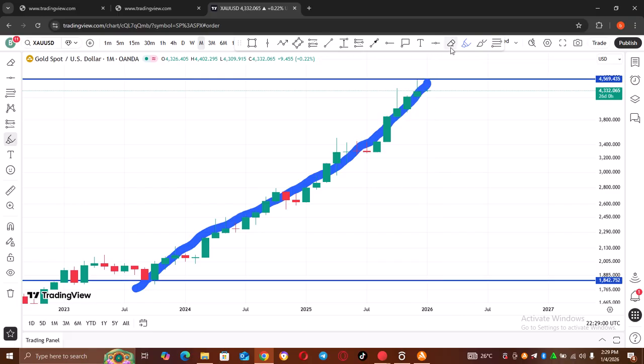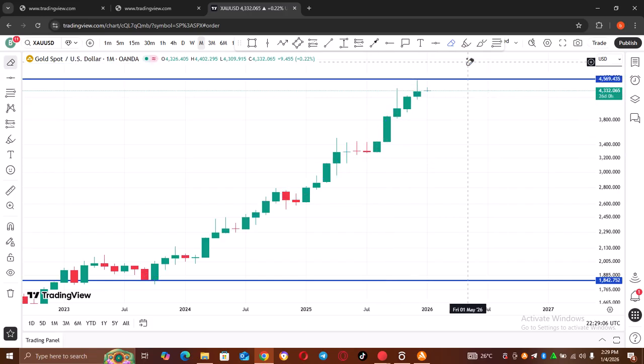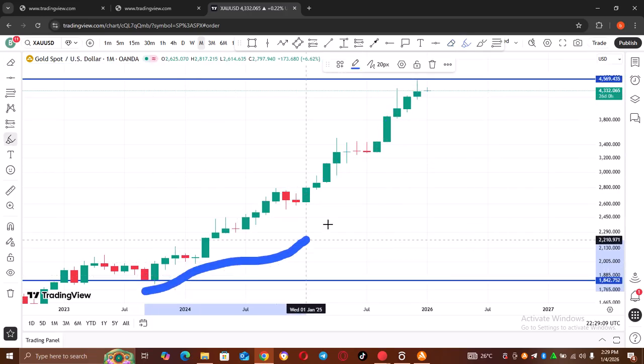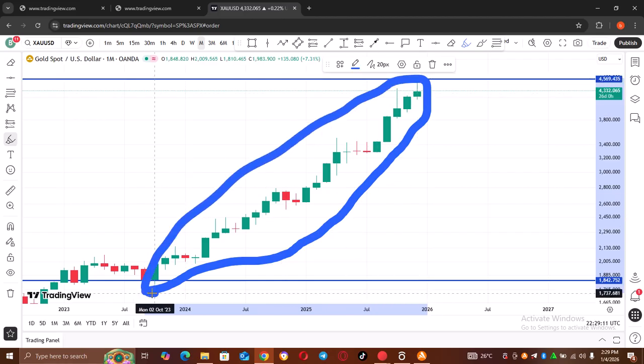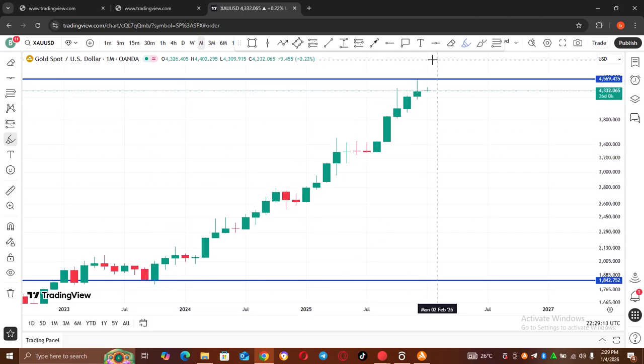Now you'll agree with me that the overall direction of gold, the overall market structure on the monthly, is bullish. This is the overall market that we are talking about, is bullish. So as we understand, meaning buyers are in control.